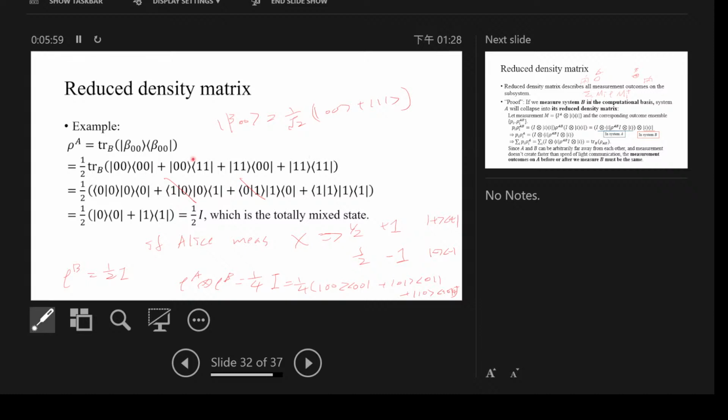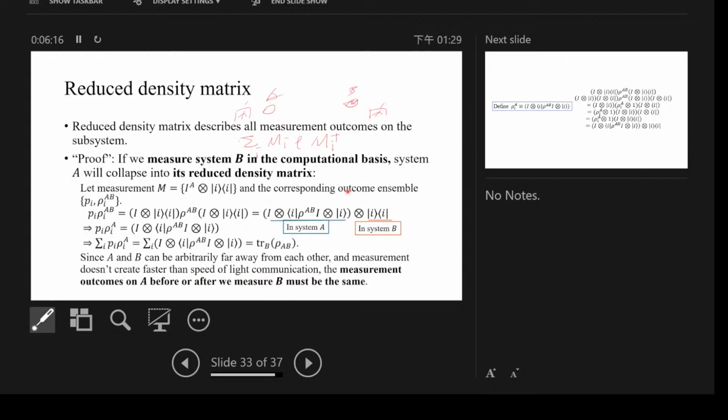Then you do partial trace, then the inner product between those orthogonal parts, the inner product of 0 with 1, will get cancelled, will vanish. Okay, so you only get this 0 part and this 1 part. And anyway, let's go back to the reduced density matrix.